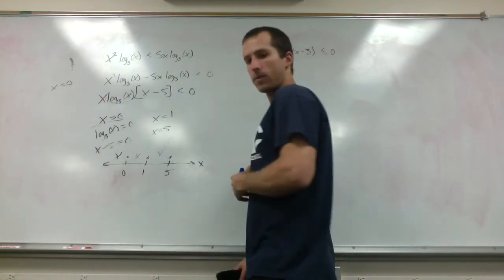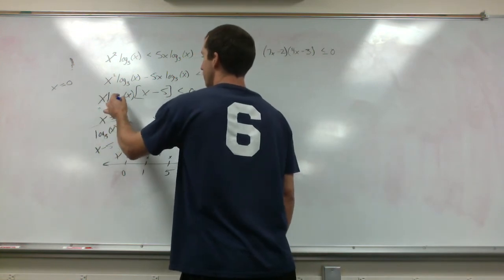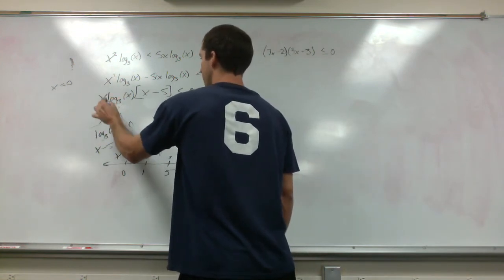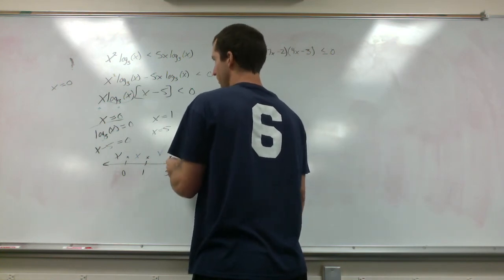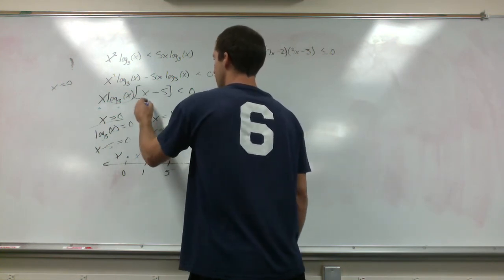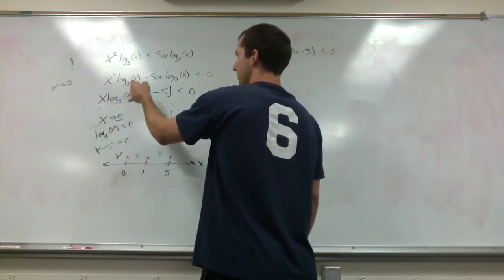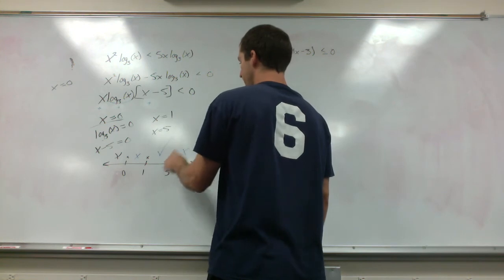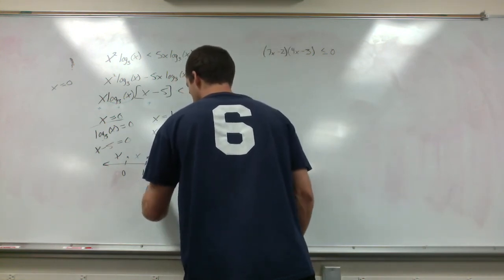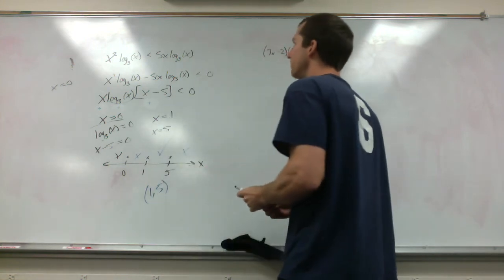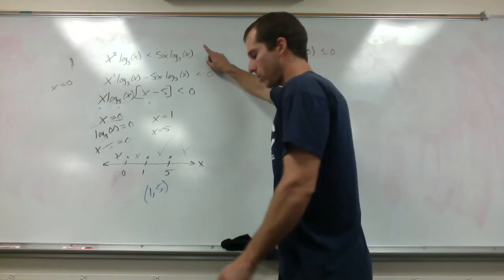And then one more, a value greater than 5. 5 is positive. Log of 5 is positive. Number greater than 5, 6. 6 minus 5, also positive. Positive times positive times positive is not less than 0, so that's no good. Our solution is the values from 1 to 5. Any number from 1 to 5 will satisfy this inequality.